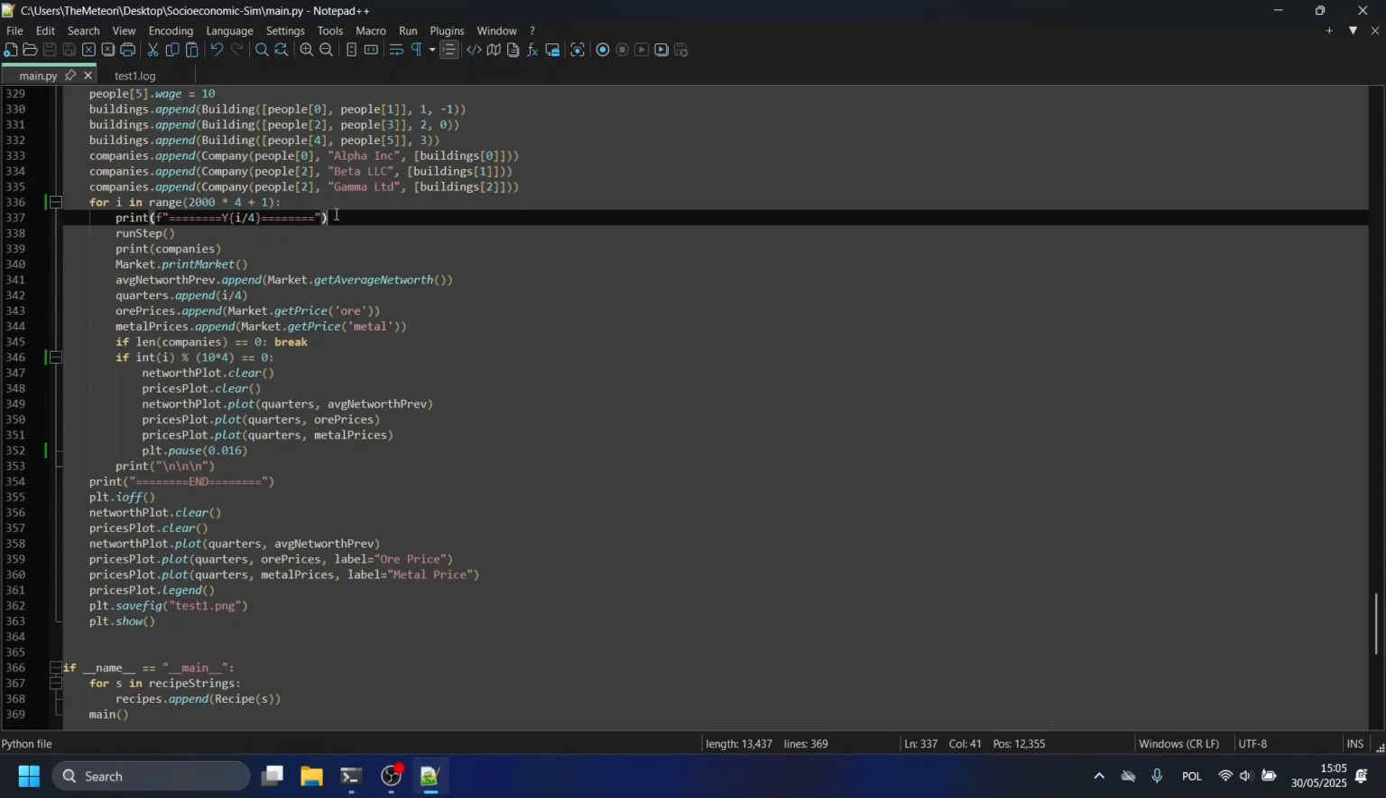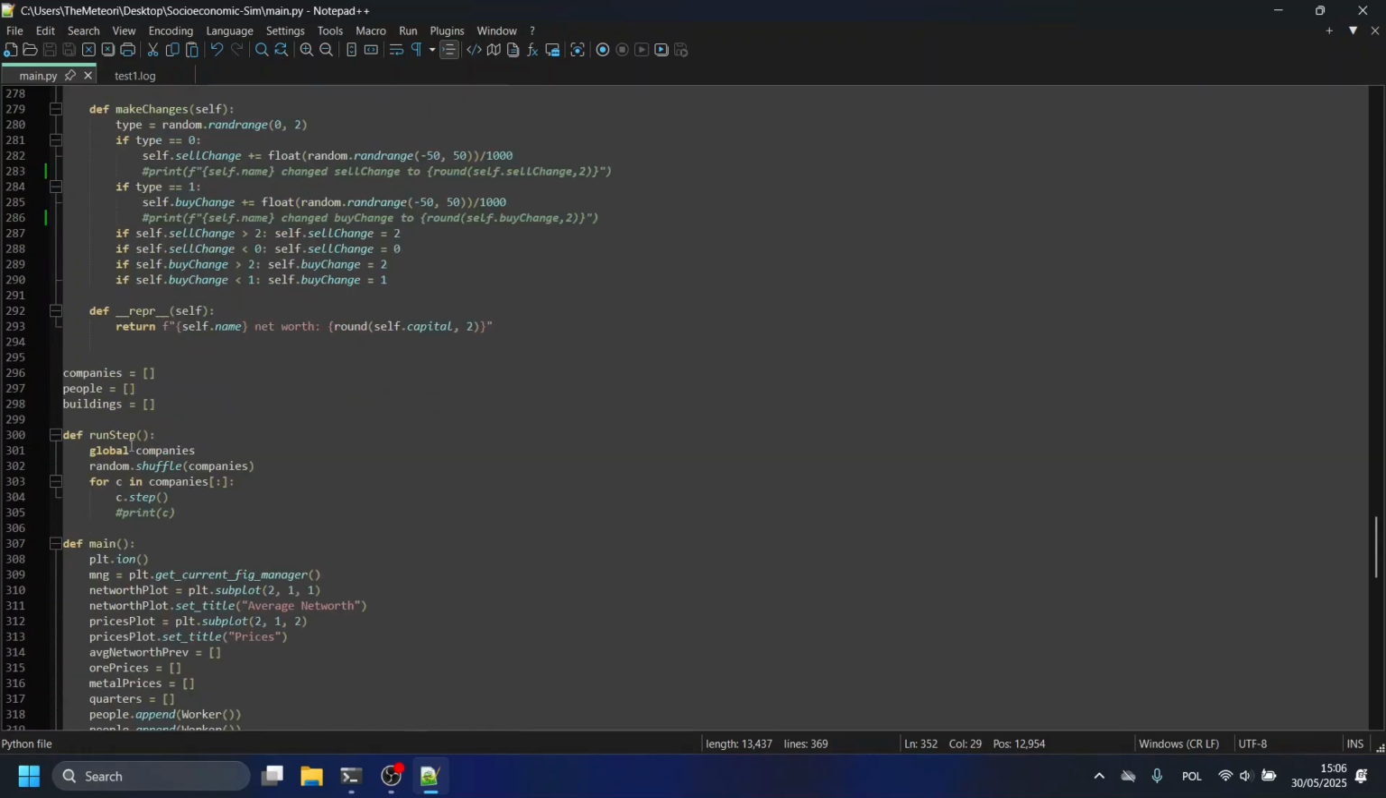and it usually does them in quarters, so it's better for simulations. So we've got a little bit more detail. However, it's not really necessary. And run step is really simple. It shuffles the companies and then loops over all the companies and makes them step.